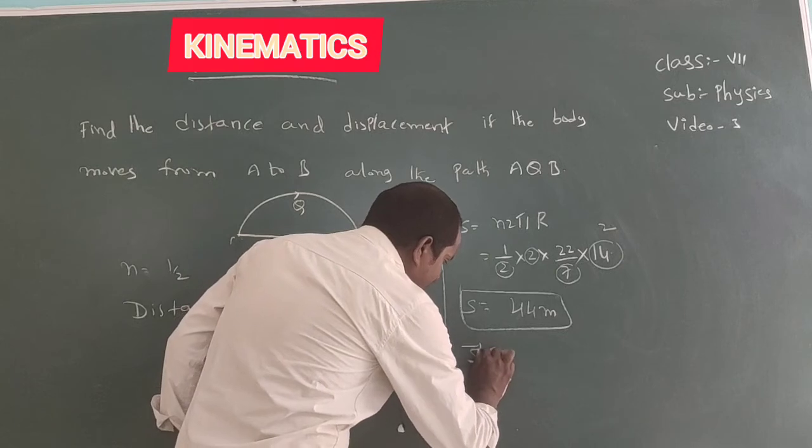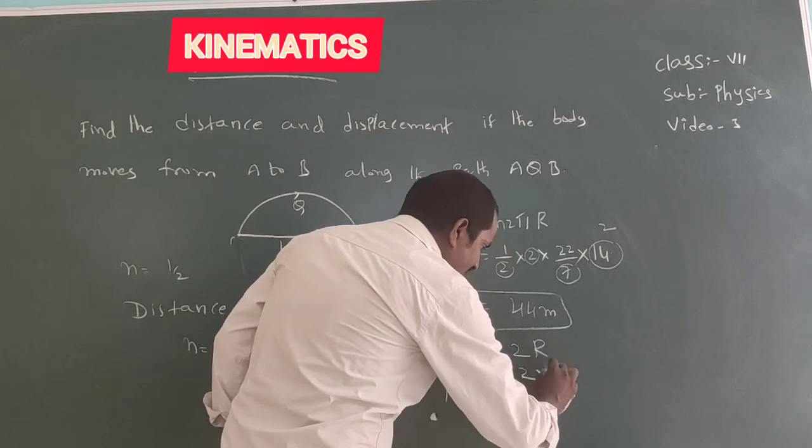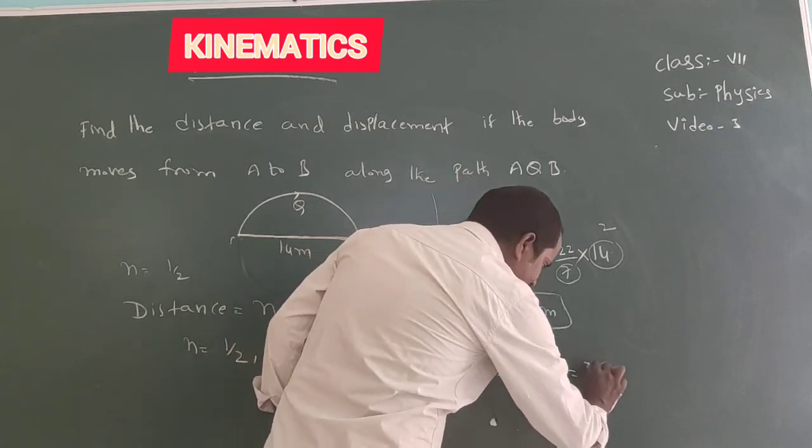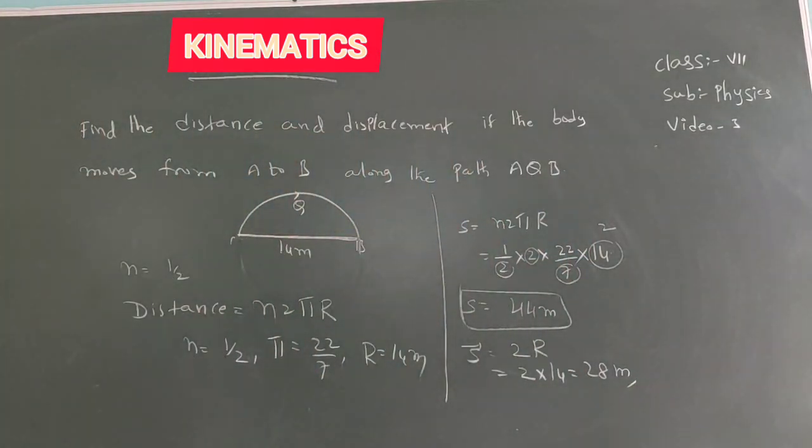If n equals 1 by 2, as already explained, then distance equals n into 2 pi r, and displacement s bar equals 2 into r. What is r value? r equals 14, so that is 28 meters. Displacement equals 28 meters, and the distance equals 44 meters. Observe here, distance is 44 and displacement is 28.